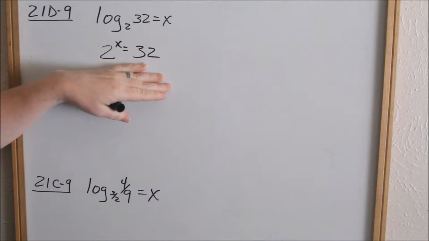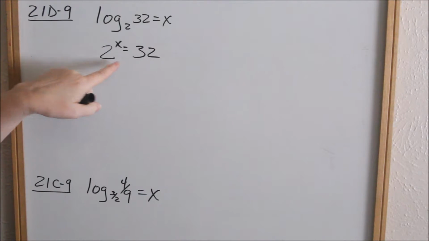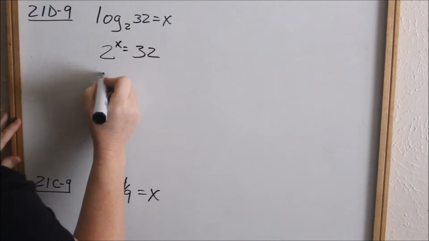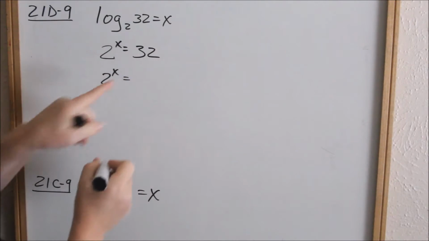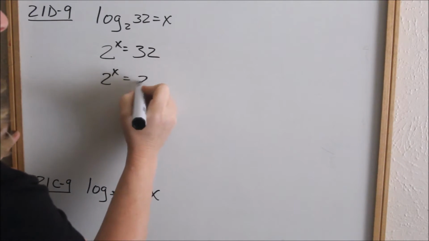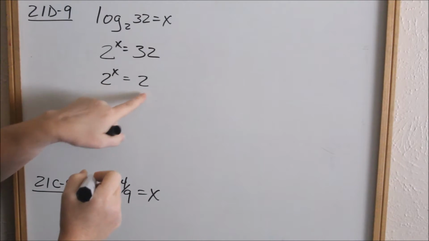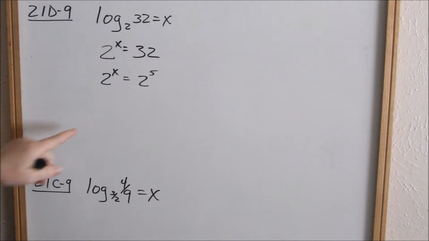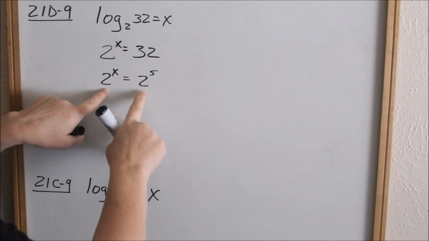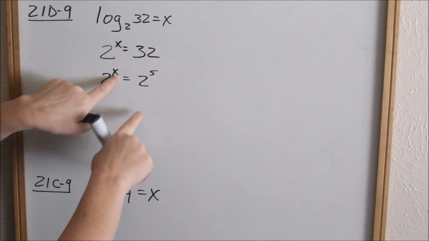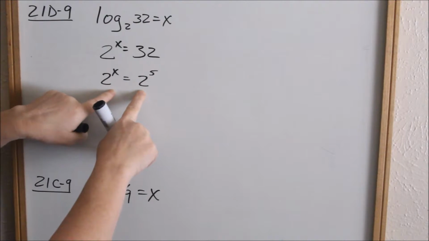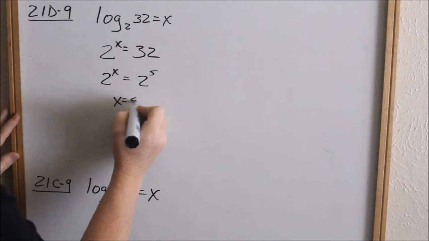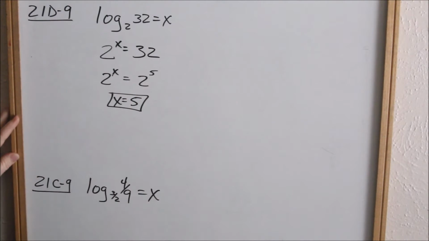Now we treat it just like the problem we just did. If we can get these both into the same base, then we can set our exponents equal to each other. So 2 to the x, so I'm putting 32 into a base 2, since this is in a base 2. 2 to the what equals 32? 2 to the 5th. Now that my bases are the same, what does x have to be? You can see x has to be 5 in order for this to be a true statement. So I'm just setting this exponent equal to this. So x equals 5 to make that a true statement.